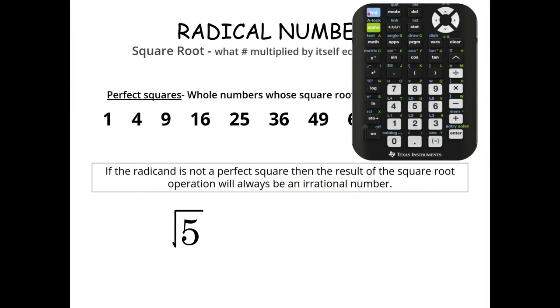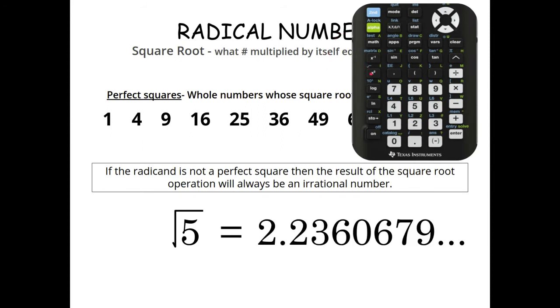If you go to here, second, and then x squared, you'll get the square root, put in 5, click enter, and you'll see you got a number in the calculator that says 2.2360679, and so on. Remember, irrational numbers are numbers that have digits after the decimal that go on and on and on in a non-repeating pattern. Therefore, this would be irrational.